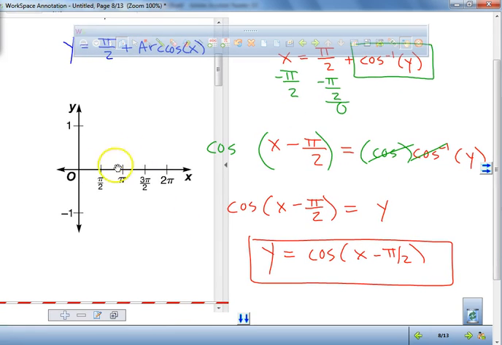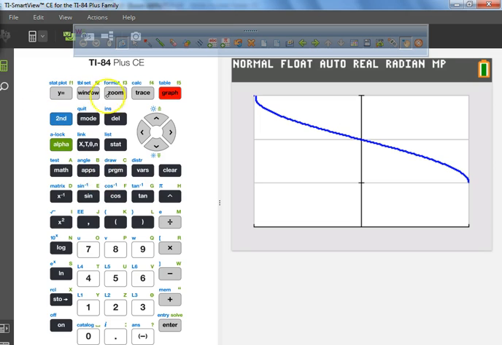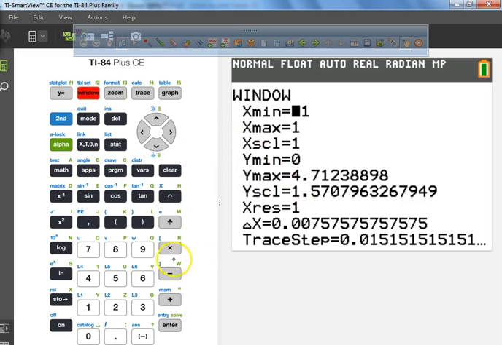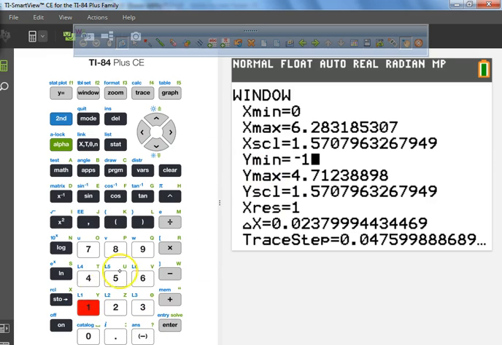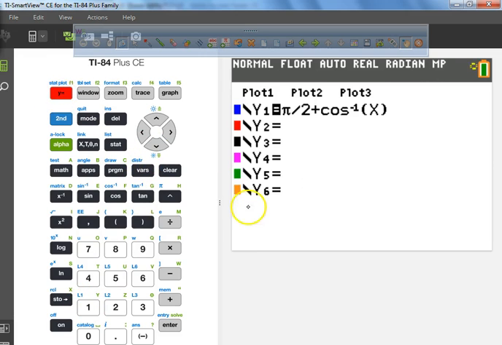All right, so right now what I'm going to do is go to our window right here. I'm going to hit window. I'm going to change my x minimum to 0, my x maximum to 2 pi, my x scale to pi divided by 2. The y minimum, I'm going to go to negative 1, the y maximum, positive 1, and my y scale 1. And at y equals, I'm going to type in the cosine of x minus pi divided by 2. And I'm going to hit graph.